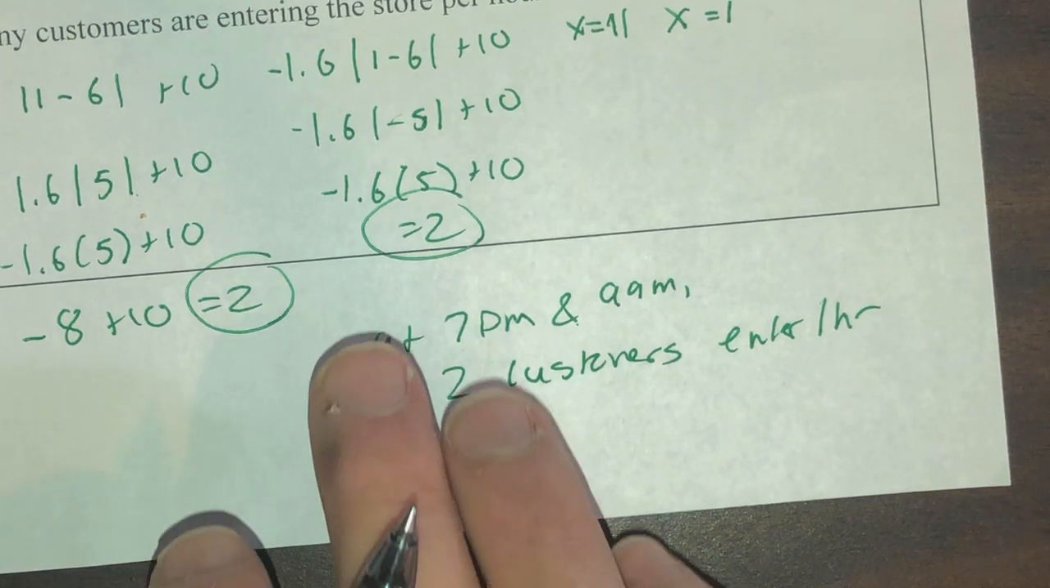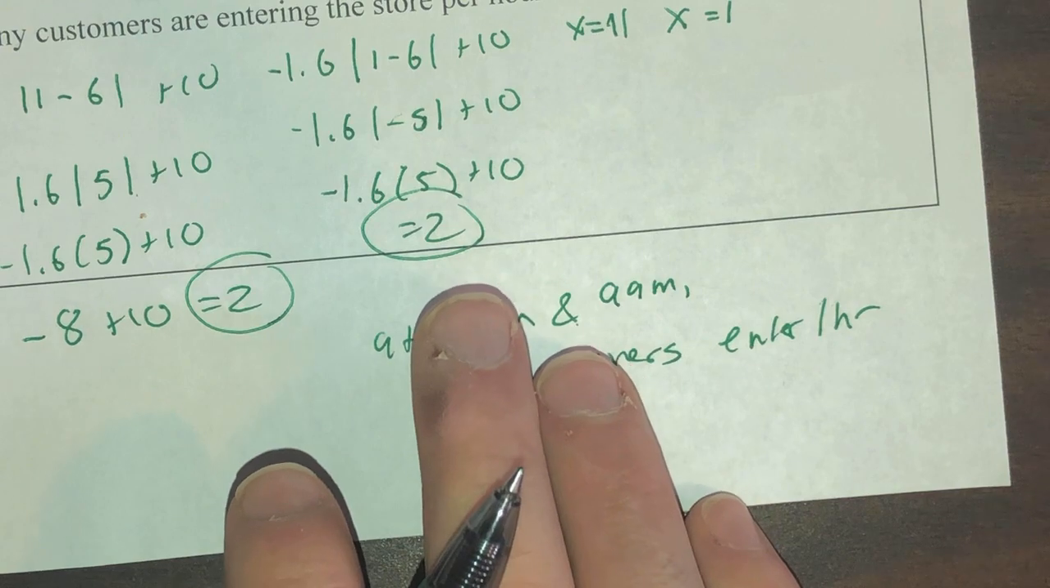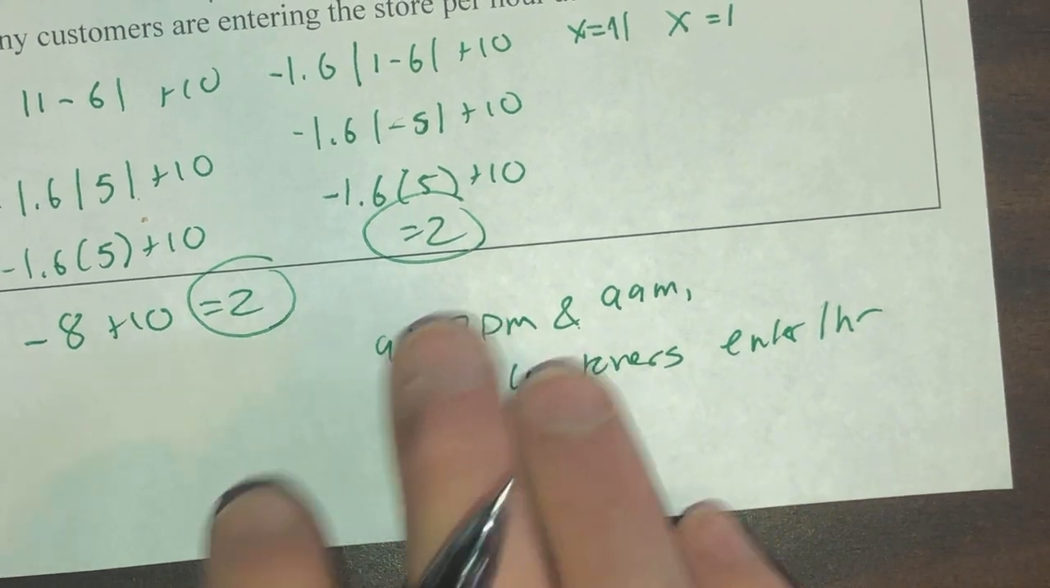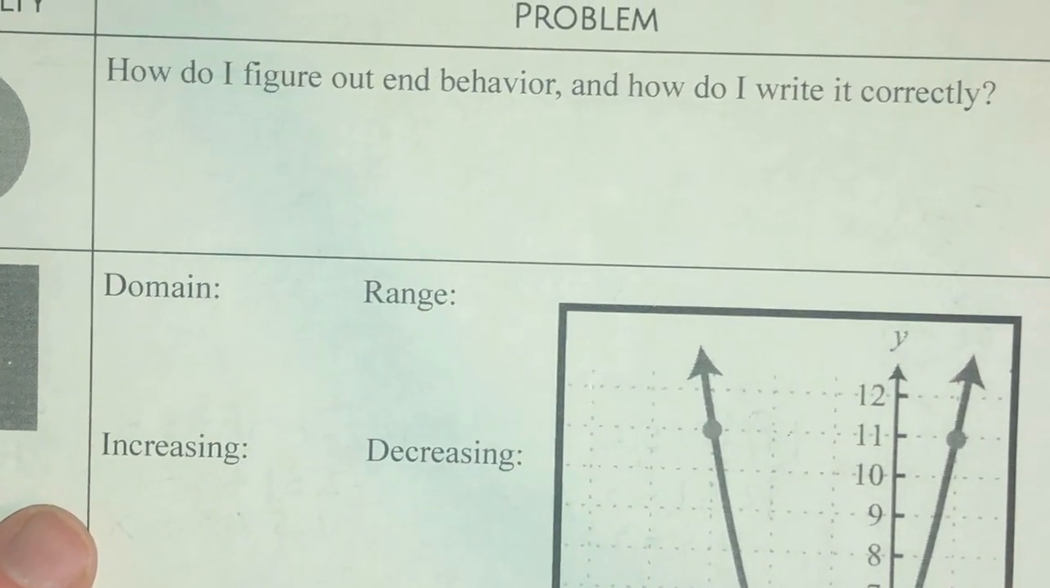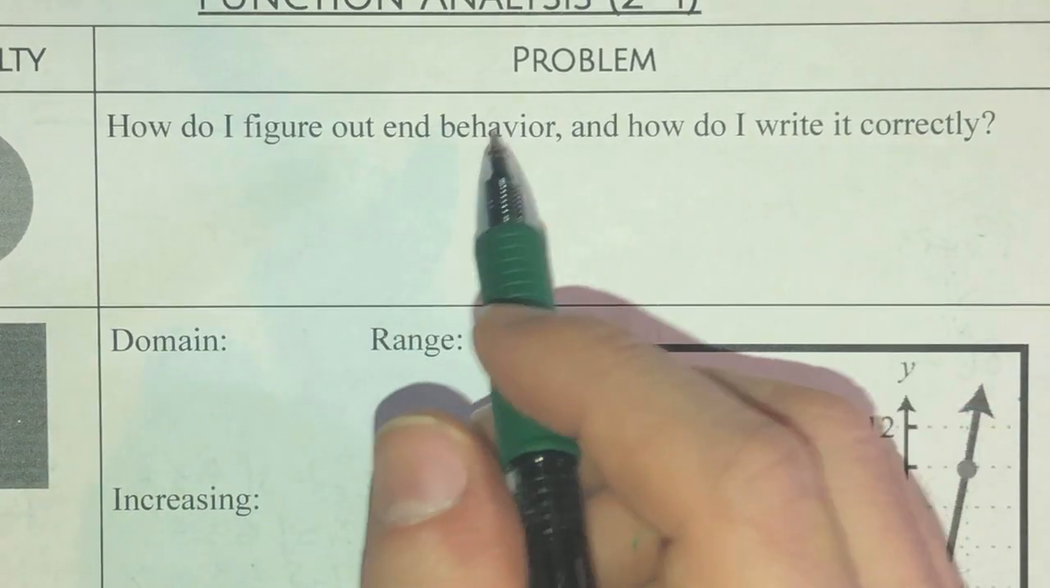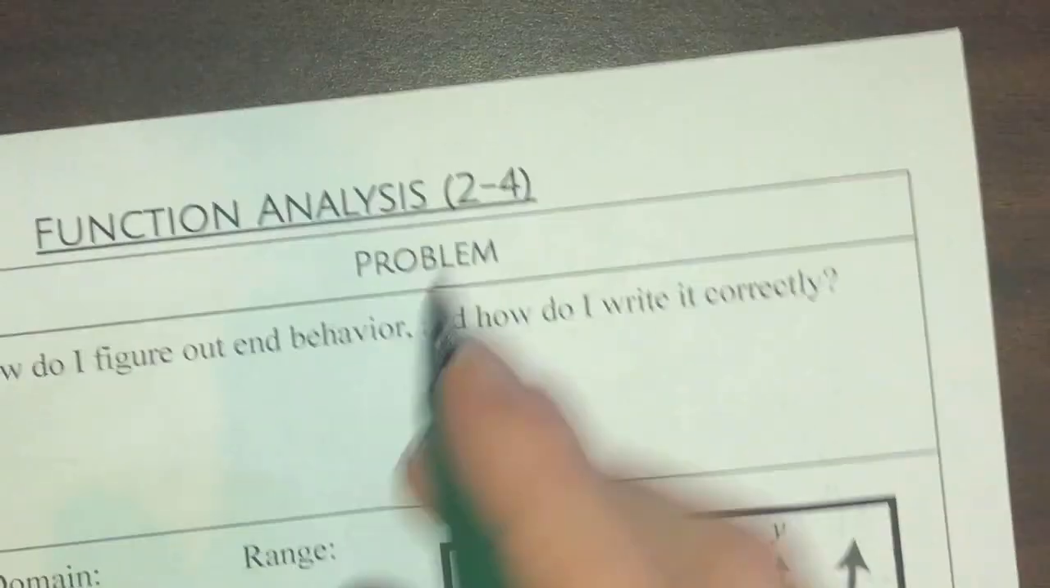All right, so go ahead and make sure you understand that. And if not, I really encourage you to go back and check that again. I'm going to move ahead to the analysis. How do I figure out end behavior?